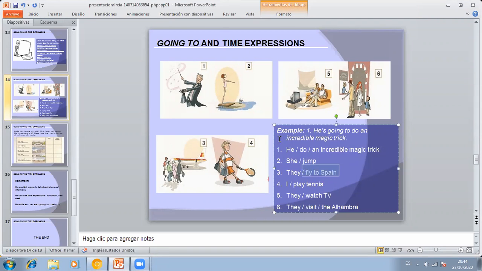Now this is for Harold Villanueva. Okay, number four. Look at the picture and pay attention to the words. I'm gonna play tennis. I am going to play tennis. Excellent. Thank you very much. Now let's continue with Mary. Mary, number five is for you. Look at the picture and you have the words. Now give me the plan, please.